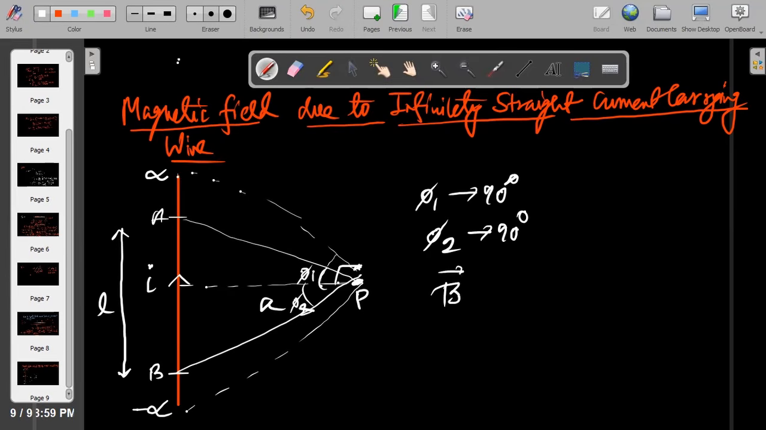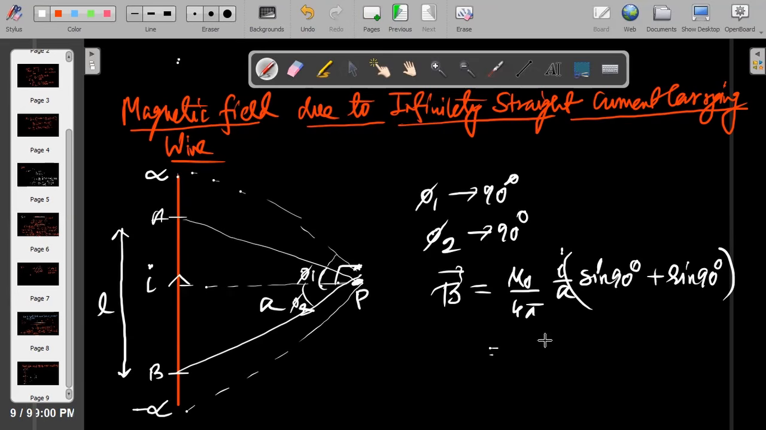Now B is nothing but mu naught by 4 pi. So you will be getting some magnetic field. That is the most important part. If it is tending to the infinite straight current wire, still you will be getting some magnetic field. It will be sine 90 degree plus sine 90 degree, so it is not 0. 90 plus 90 means 2. So you will be getting mu naught by 4 pi. Please remember this will be 2I by A.